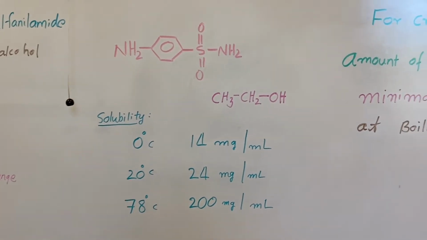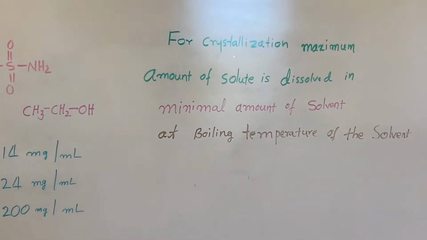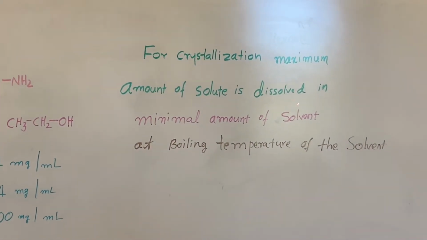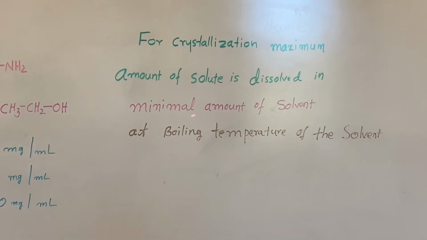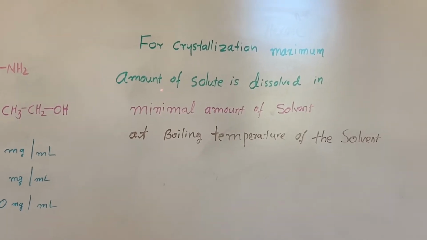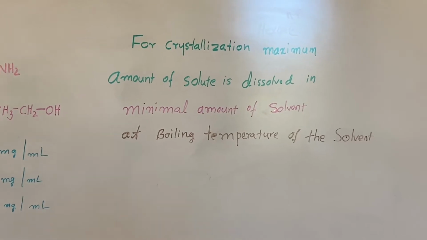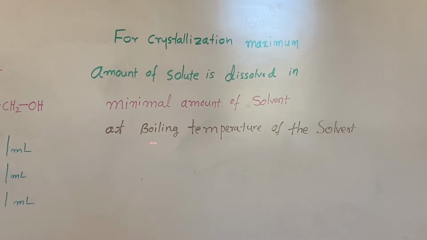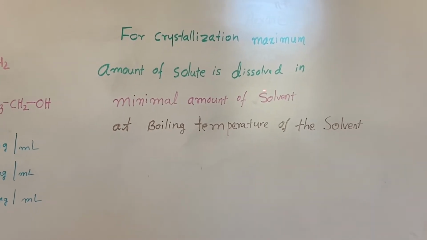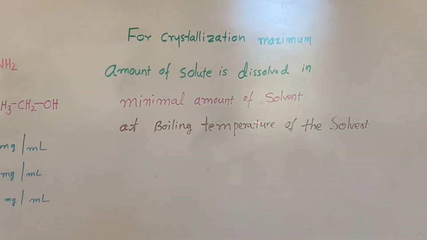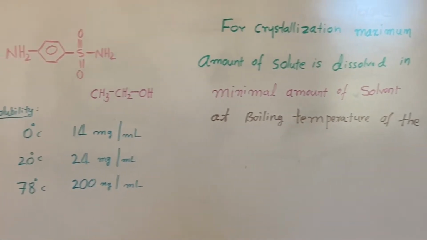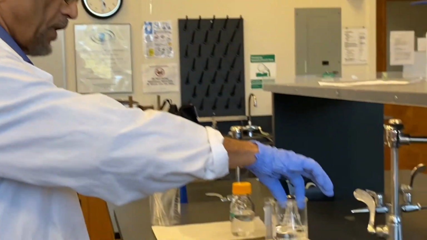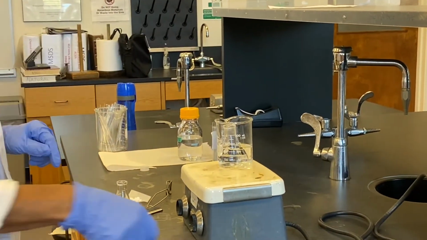Okay. Now, what is crystallization? For crystallization, the maximum amount of solute is dissolved in a minimal amount of solvent. So, maximum amount of solute in minimal amount of solvent at the boiling temperature of the solvent. That means you are preparing a concentrated solution at boiling temperature. Okay. So now let us do the experiment. Start the experiment. I will show you how to do the crystallization, right?